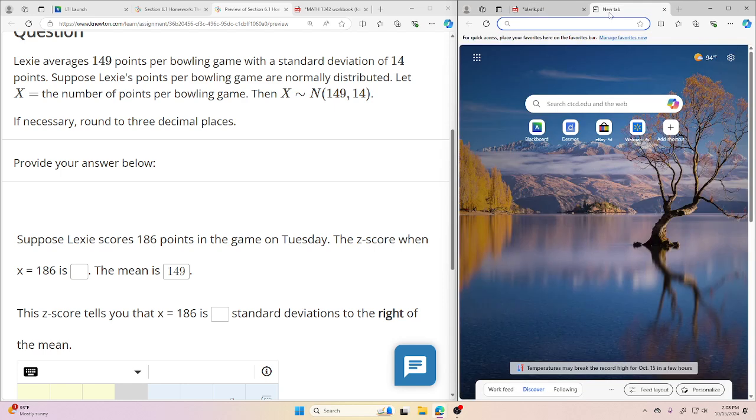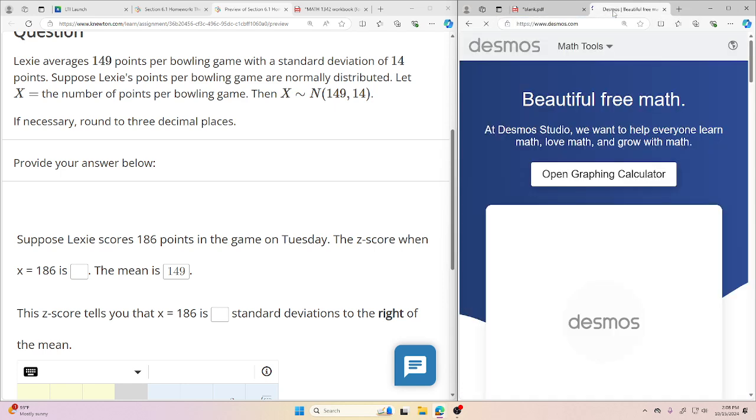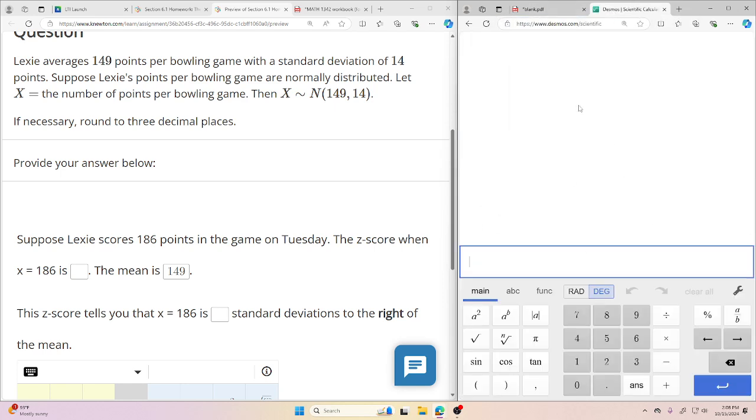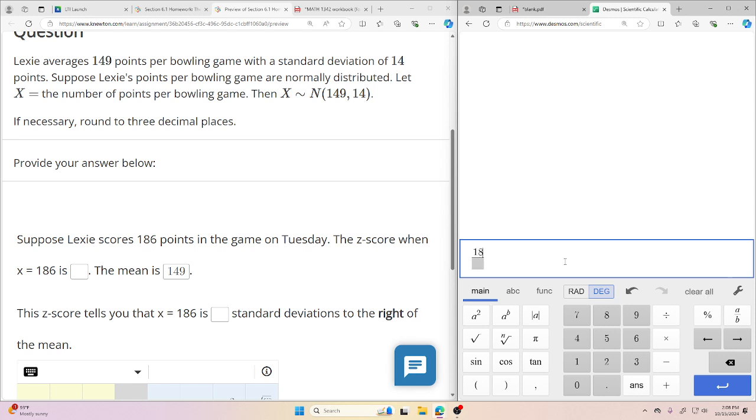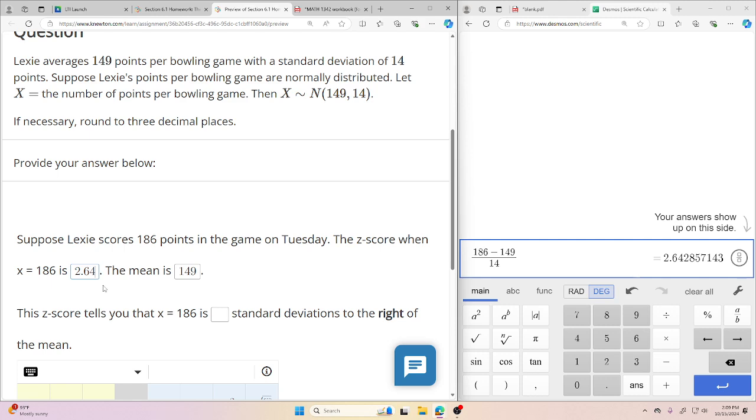I need a hand calculator for this, because going here is just kind of disappointing. 186 minus 149, divided by 14. There we go. 2.6, for 3 decimals, 2.643. It says the z-score tells you this is blank standard deviations away.